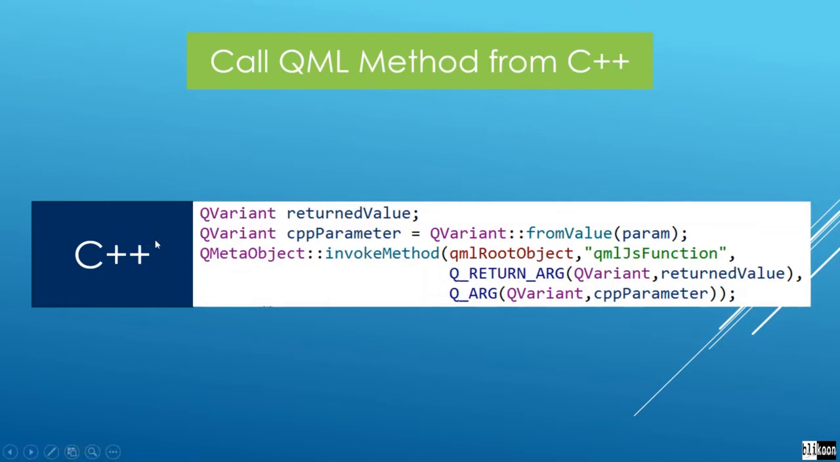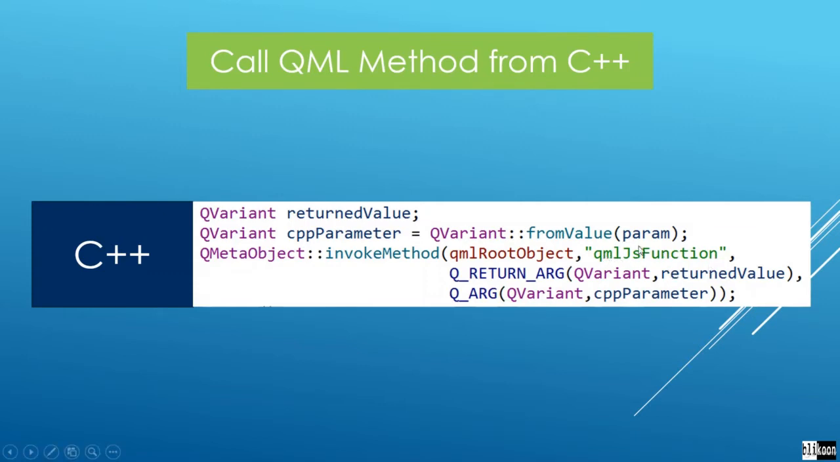On the C++ side, you define two things. One is the return value that you expose as a QVariant type. There's also the parameter or parameters that you're going to pass to the JavaScript function. And then you say QMetaObject::invokeMethod. You pass in the root object where that JavaScript function is defined in the QML tree. Don't worry if you don't understand this, you're going to see how we do it.